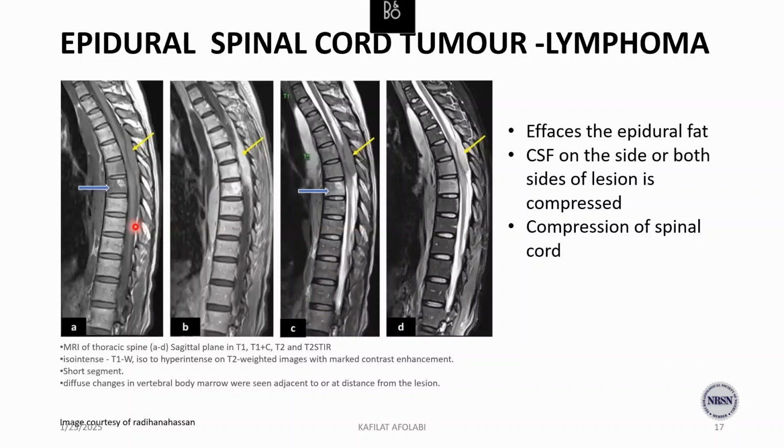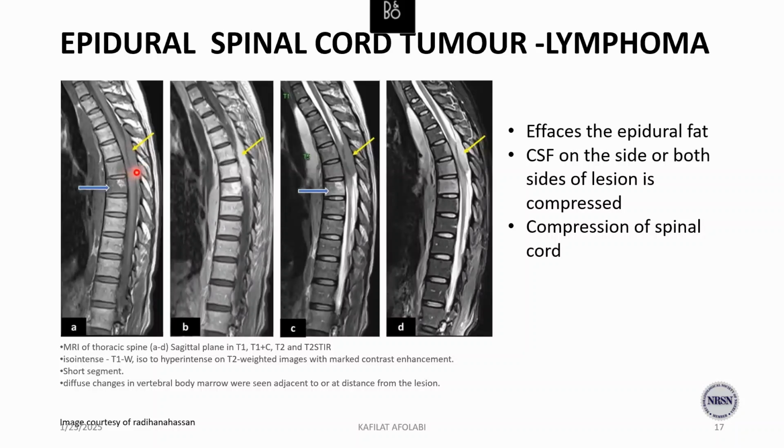This is particularly obvious because on my screen here, I have from A to D, magnetic resonance images of the spine: sagittal T1, T1 plus contrast, T2, and T2 fat sat plus contrast. T1 weighted sequences are always very useful for delineating anatomy, and we can see that our epidural fat and the effacement stands out on T1. So that is one of the signs of an epidural lesion.